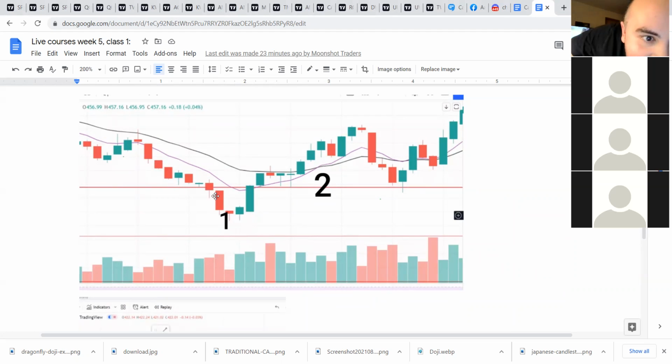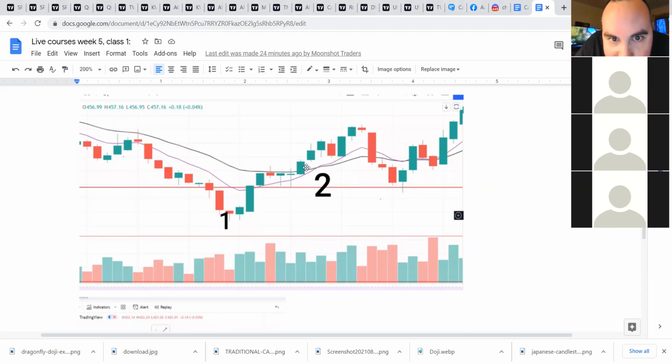Well, it's kind of a hammer, but or here. What's your next candle? Red. Okay, so that's not what you're looking for, but you're looking for here. Look, your candle's closing higher. So that's your confirmation. And then look, we go into a nice little uptrend.